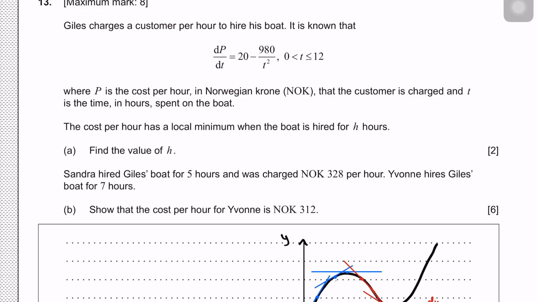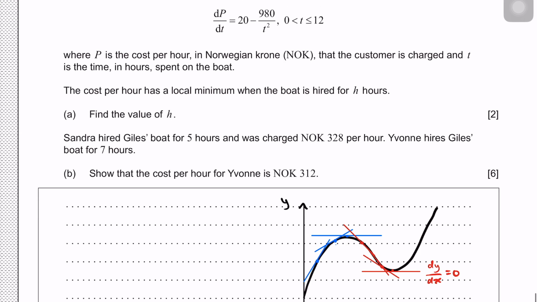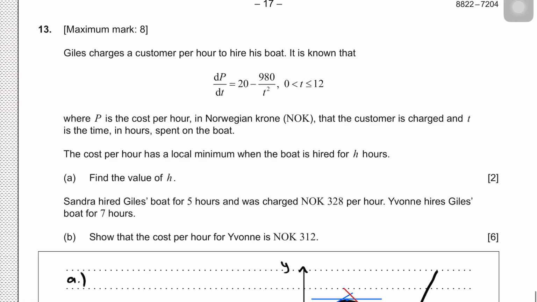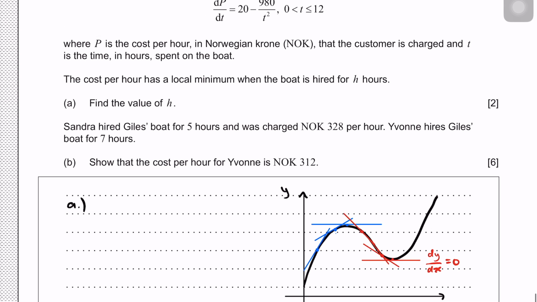So let's go ahead and do that. Question A: we essentially want to set dP/dt equal to 0. So here we have 20 minus 980 over t squared, and we want this to equal 0. So where is the point where the rate of change is equal to 0?